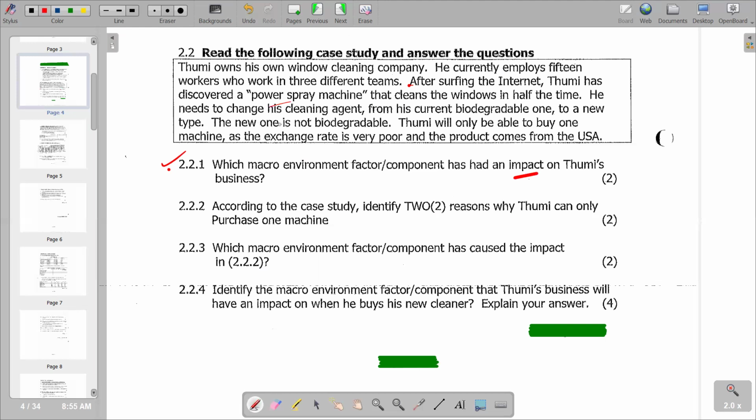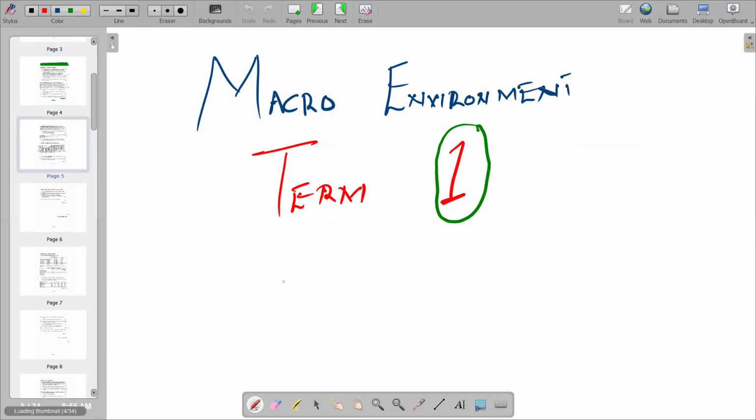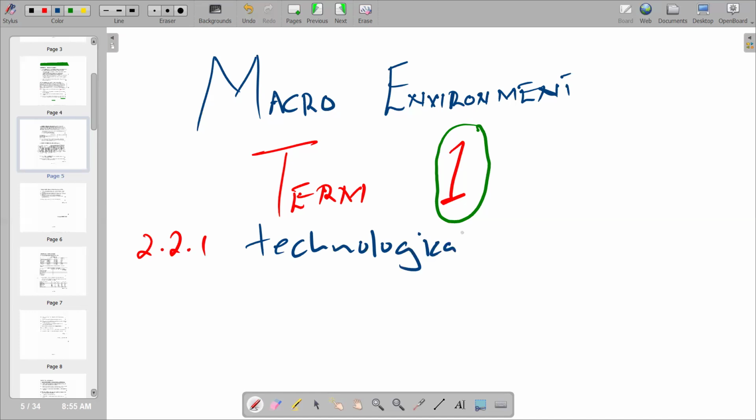So the new one is not biodegradable. Tumi will only be able to buy one machine. So basically, we've got machinery that is there. It obviously is going to describe the technological environment. Tumi is acquiring a more advanced machinery, so it becomes the technological environment. So we are saying 2.2.1, we have the technological environment as our response.